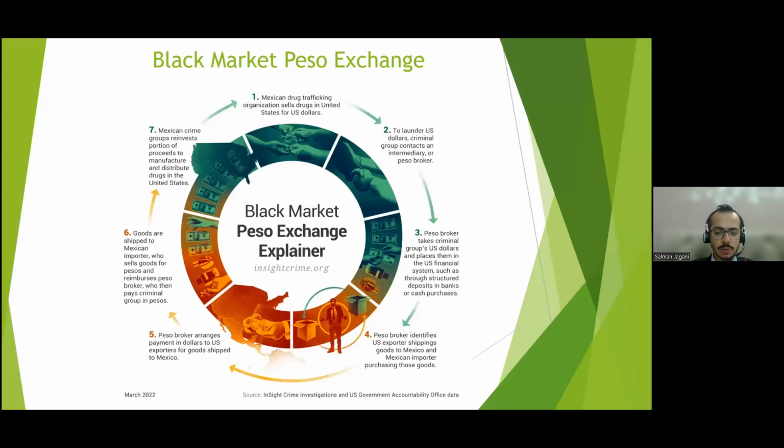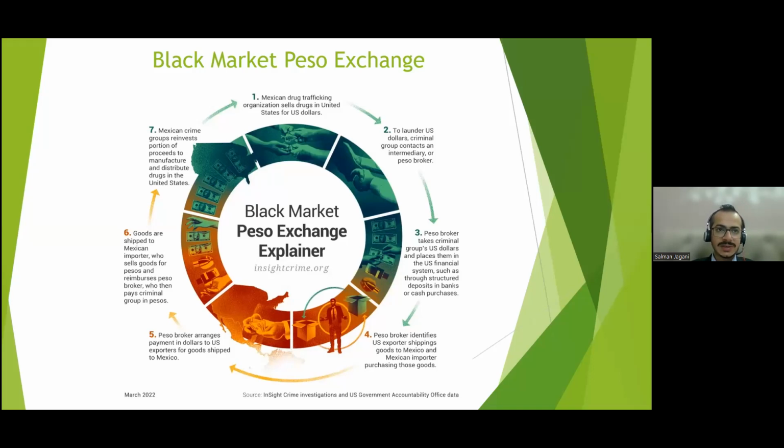So what he does, he finds a US exporter who is willing to send goods from the US to Mexico, and he also finds a Mexican importer who is willing to buy goods from the US. So now what happens? The peso broker arranges US dollar payments for the exporter to ship goods to Mexico. Now the goods are shipped to the Mexican importer, who gets the goods and sells them in pesos and reimburses the peso broker, who then pays the criminal group in pesos.